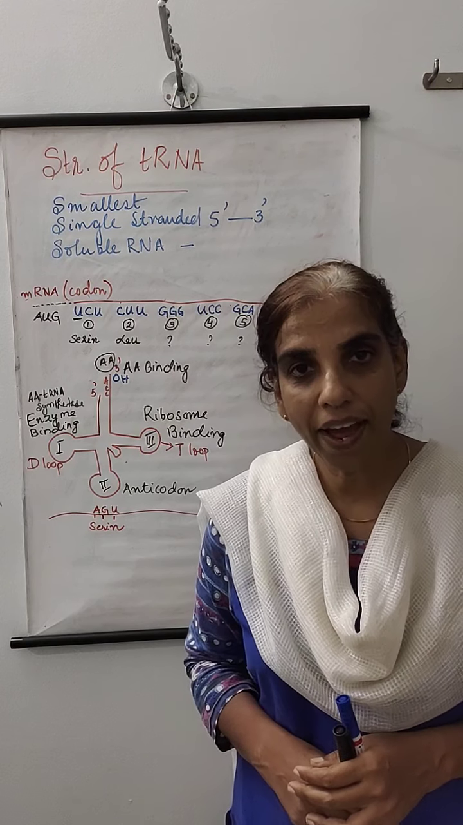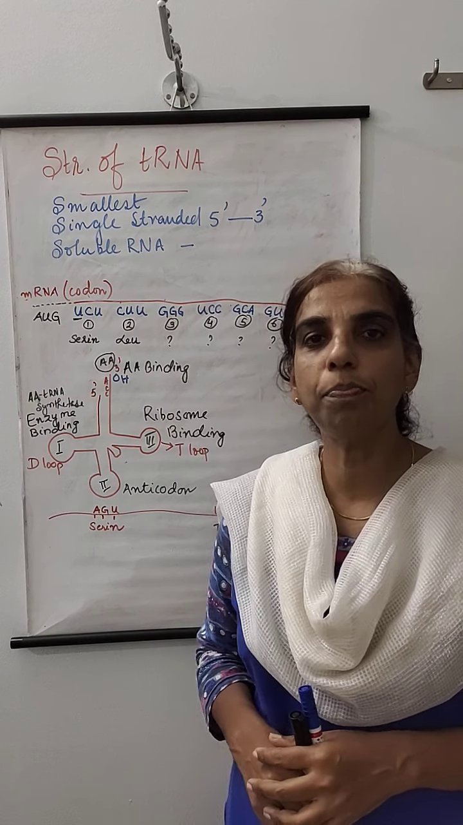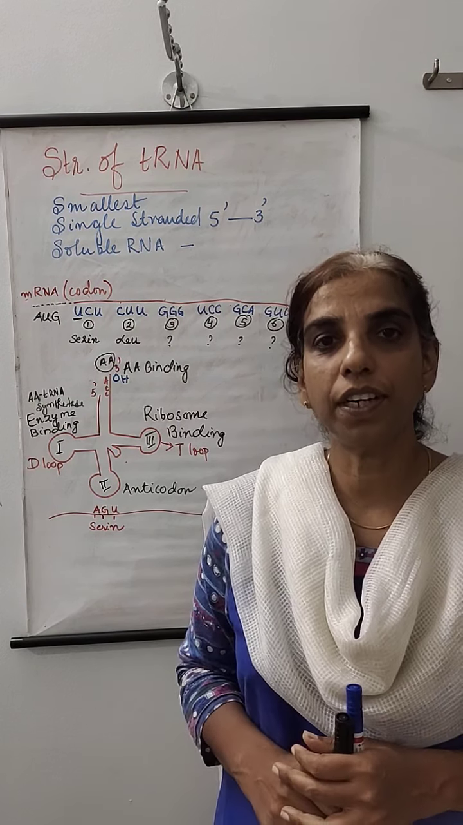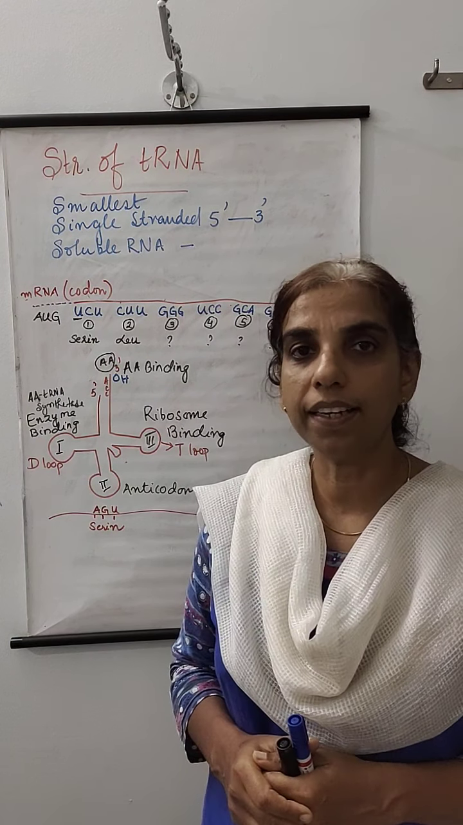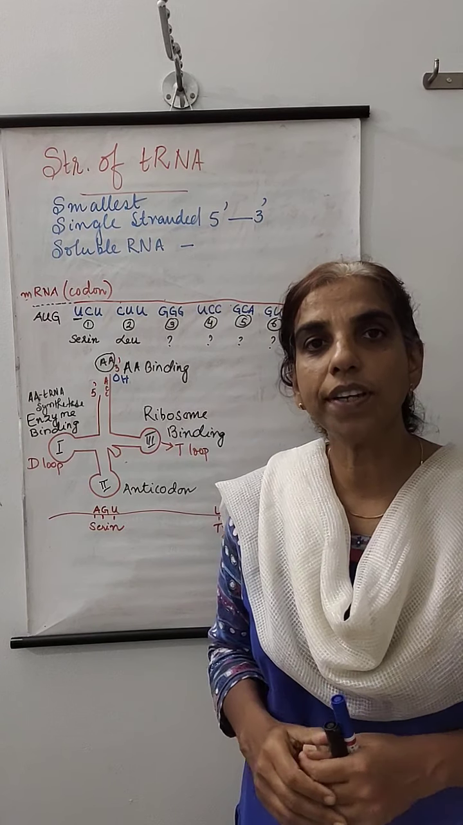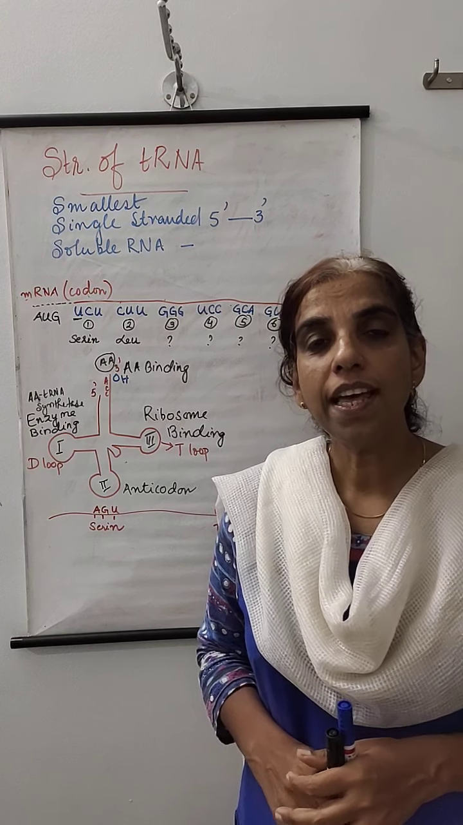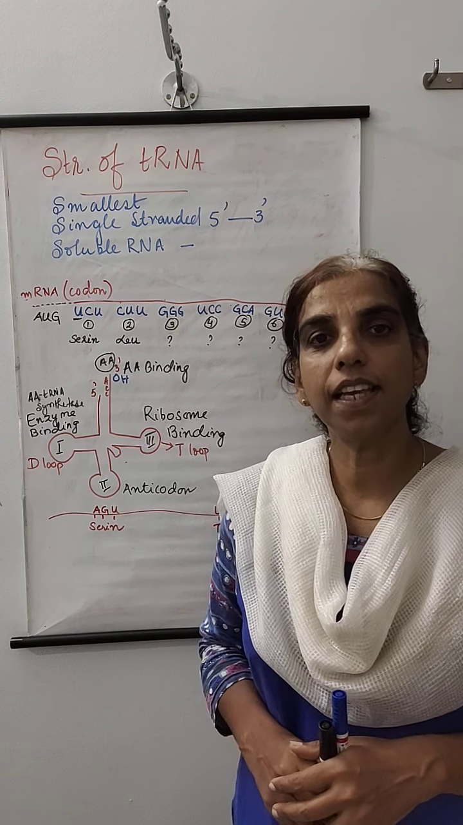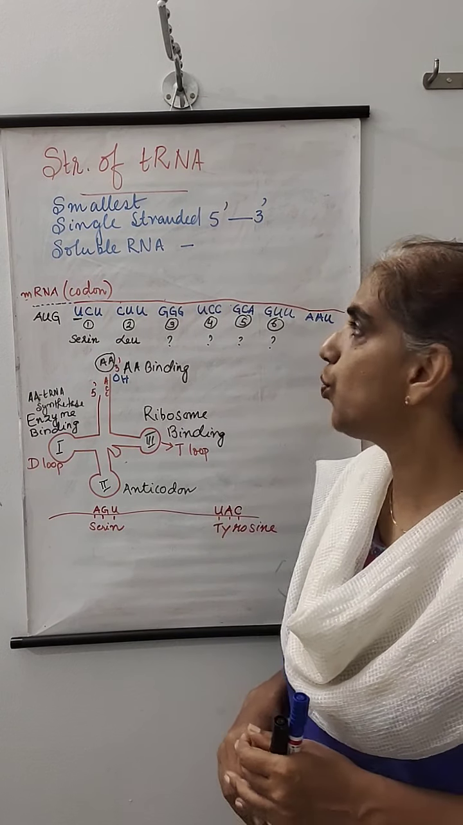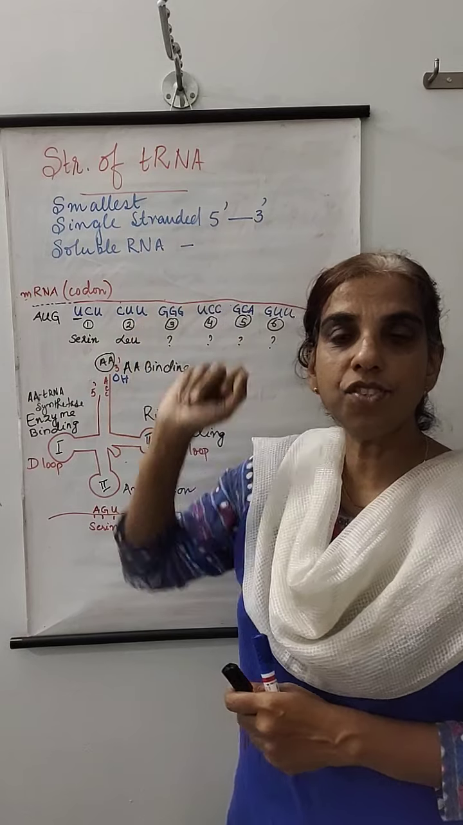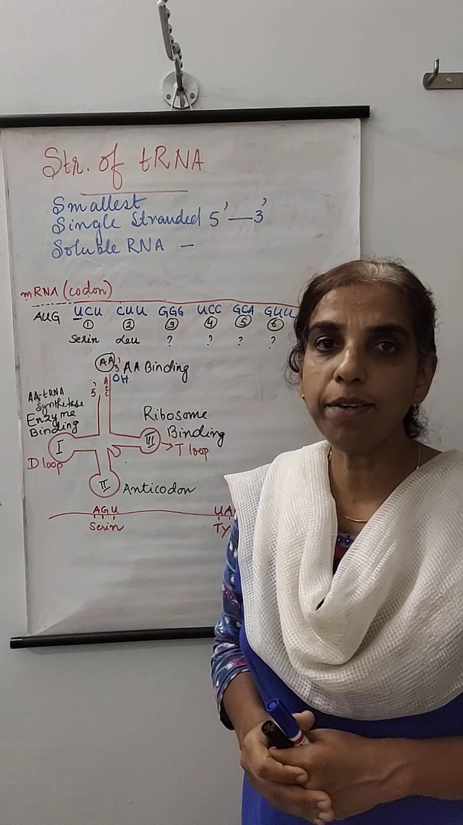Then comes the transfer RNA, which can carry the amino acid from the cytoplasm to the site of protein synthesis, and the ribosomal RNA, which constitutes the structural part of the ribosome. Today we are going to discuss the structure and organization of transfer RNA. As we all know, transfer RNA carries amino acids towards the ribosome.